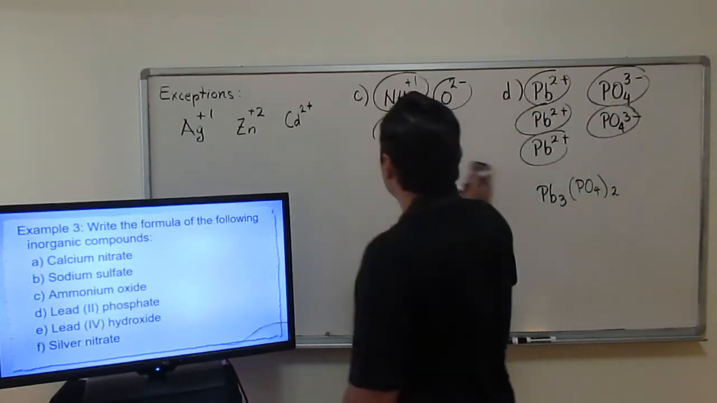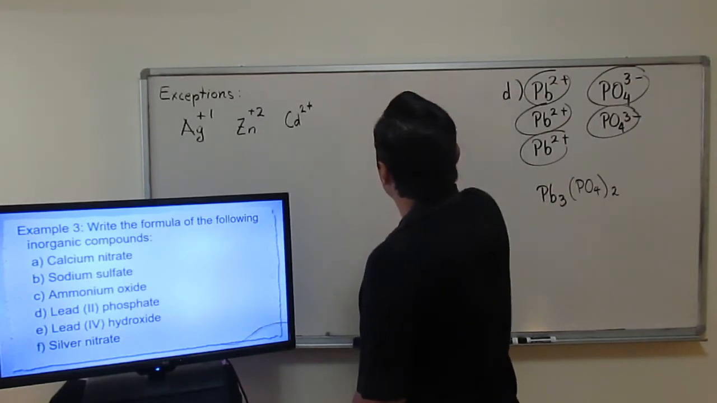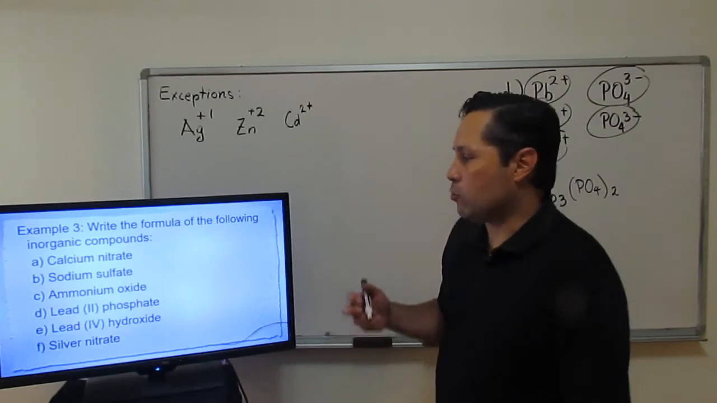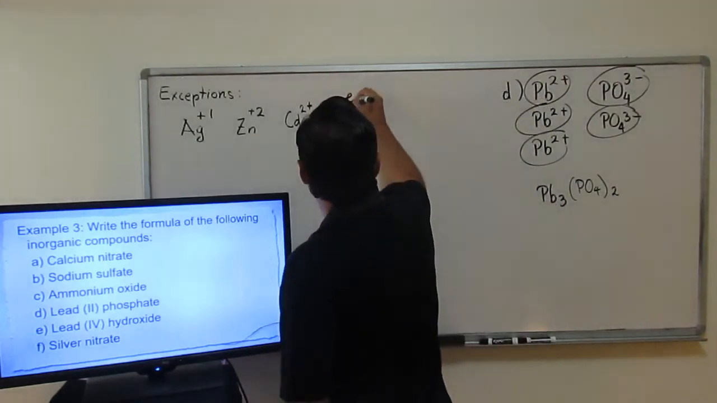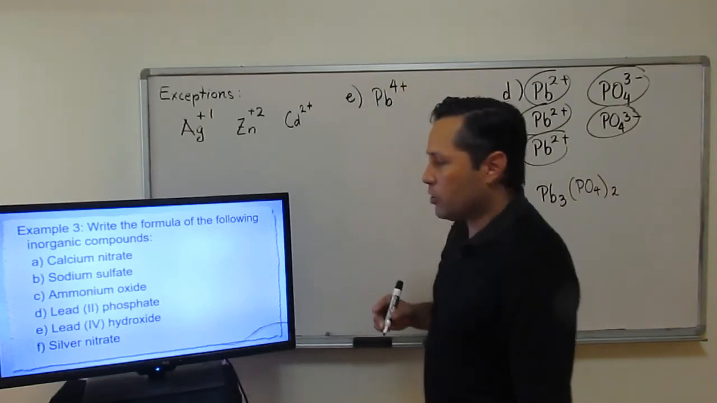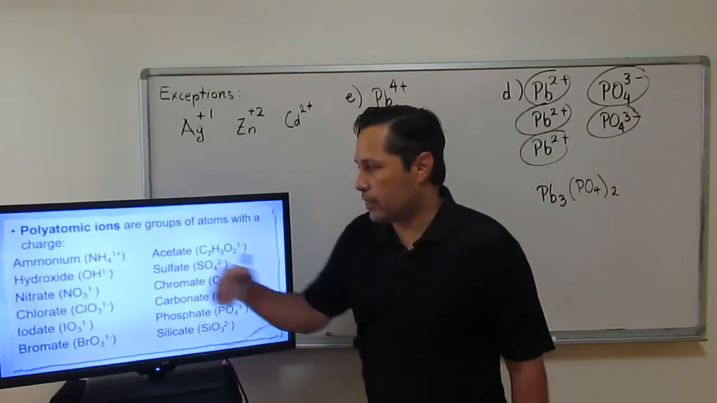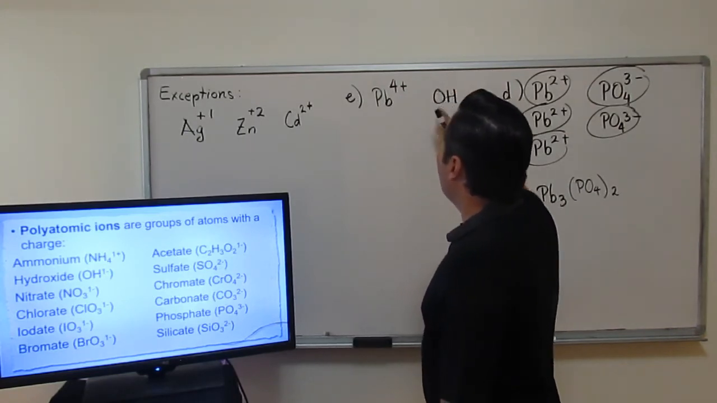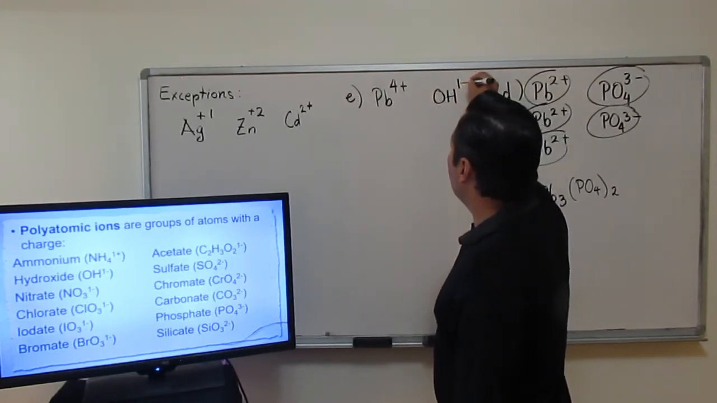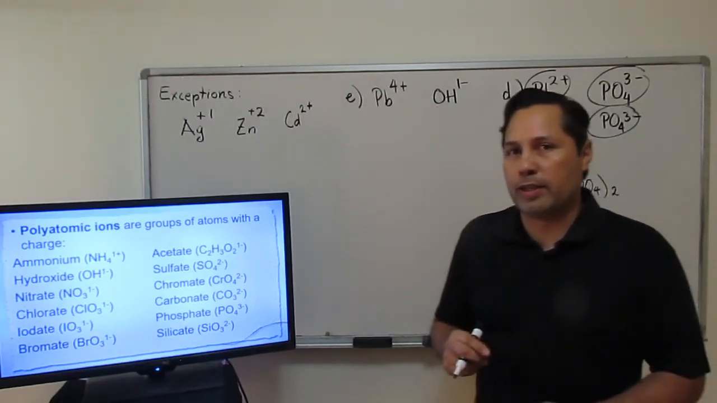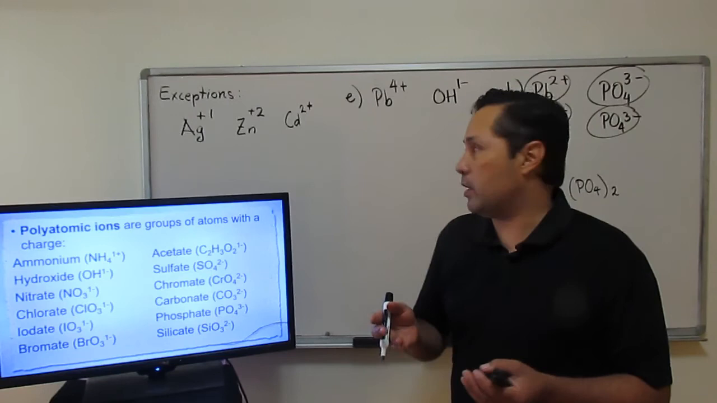Letter E, they give us lead, Roman numeral 4, hydroxide. So, Roman numeral 4, hydroxide. In hydroxide, you'll find it right there. It is a very small group. It's only made up of oxygen and hydrogen with -1. So 1 oxygen, 1 hydrogen. It's a tiny group, but it is a group nonetheless. So you still need parentheses around it.